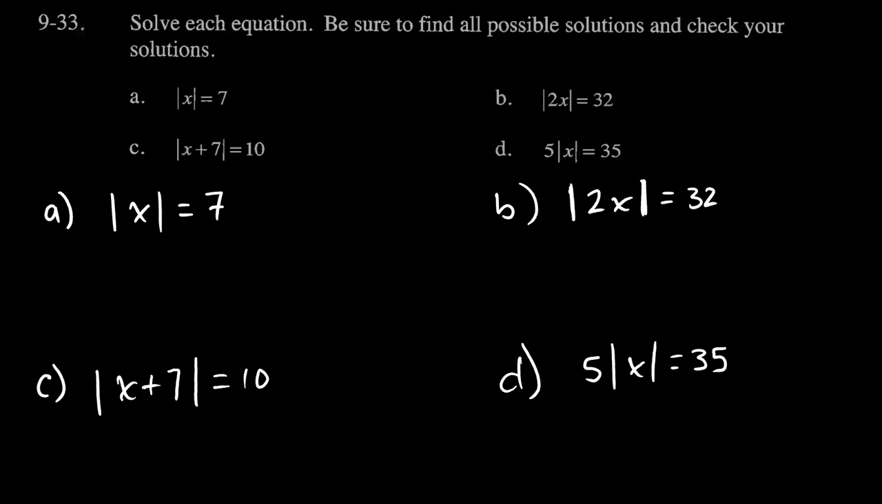Question 33, solve each equation. Be sure to find all possible solutions and check your solutions. Okay, so I like what they talked about in this section today. They talked about using this method called looking inside and just asking yourself, what could that thing be that would produce values of 7?